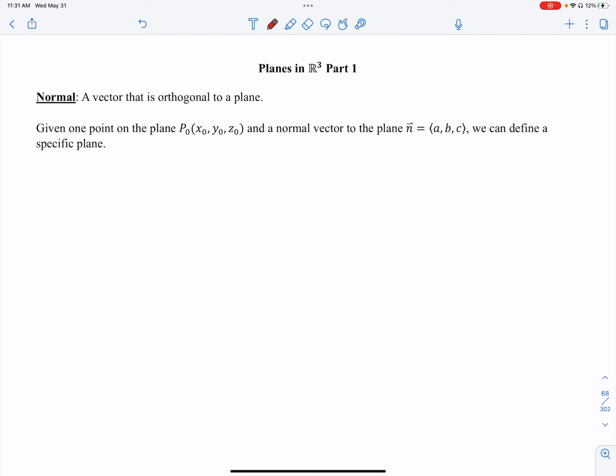This video will begin our discussion of planes in R3, which is 3 space. So the first thing that we're going to talk about is the equation of a plane. We're going to derive it. To get there, though, we need to know what a normal is.